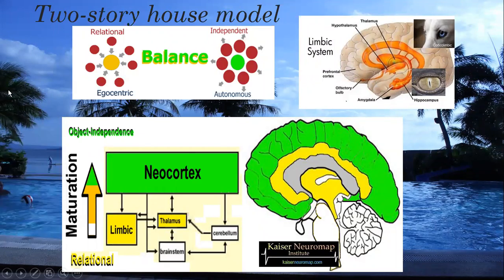Okay, so we do what's called the two-story house model, which is that we are born and the first floor is ready for us to a large degree. It's myelinated, it's got the capillaries it needs. It's the limbic system. It's the reptile part of our brain. The second floor is the neocortex. It's not ready for us. It's going to take many years before it's all well organized and able to inhabit.